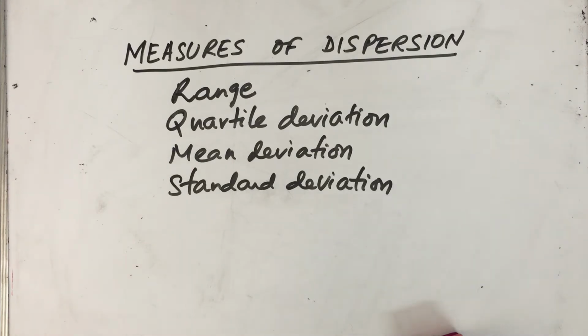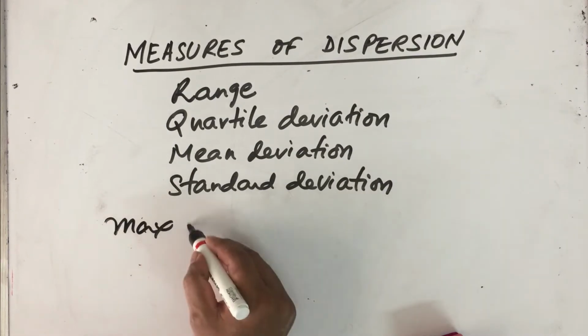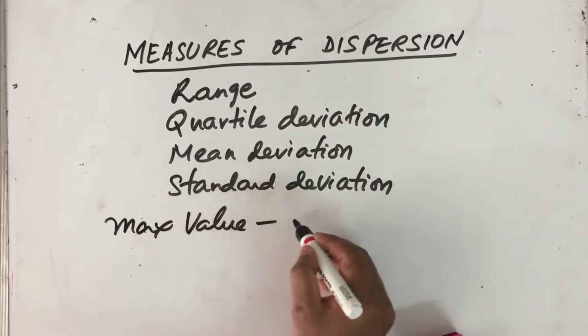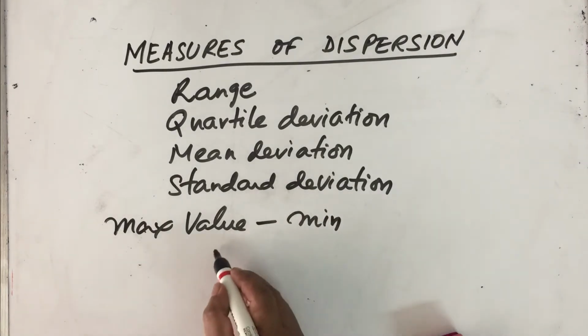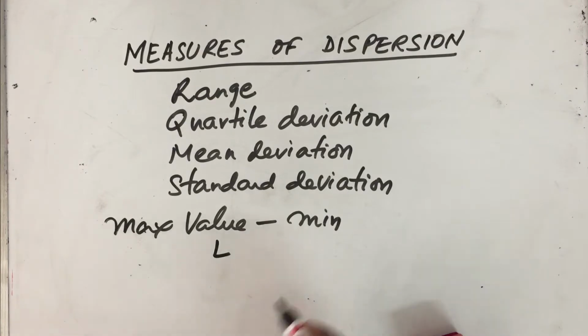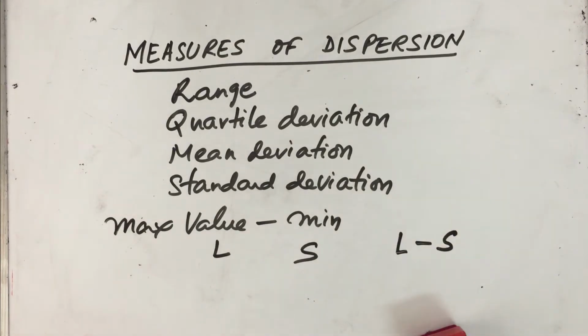Range is normally calculated. We ask the question, what is a range? Range is the maximum value minus the minimum value. Let us assume that the largest value is denoted as L and the smallest value is denoted as S. So therefore range is equal to L minus S.